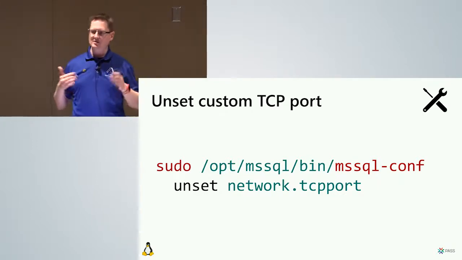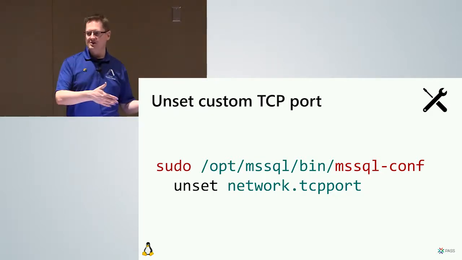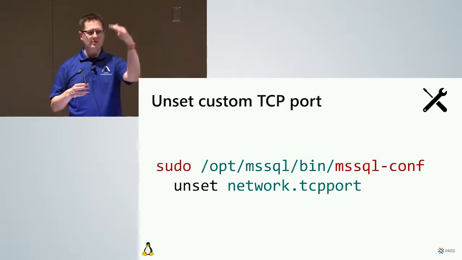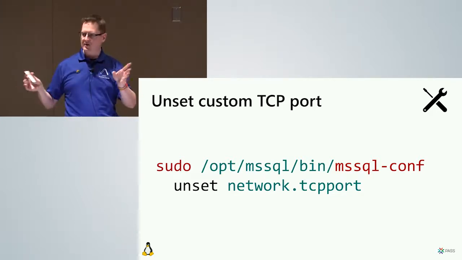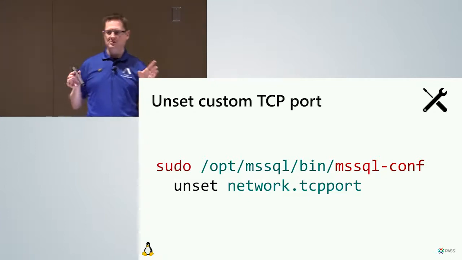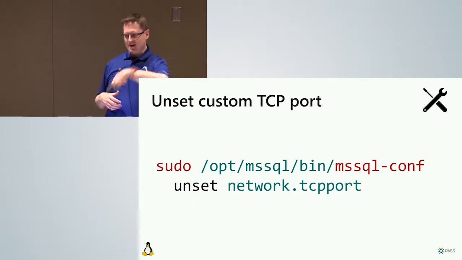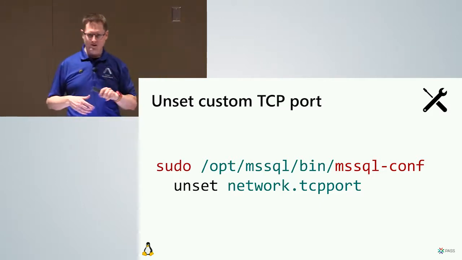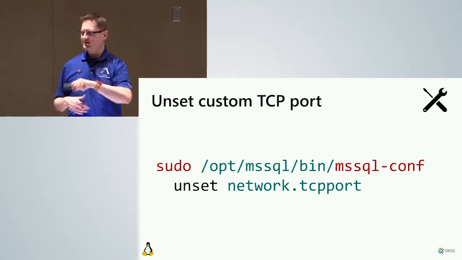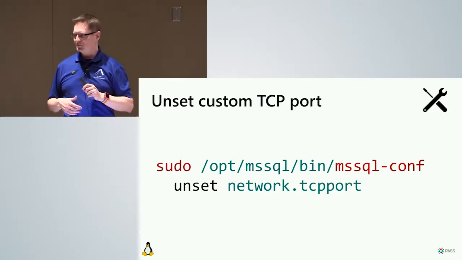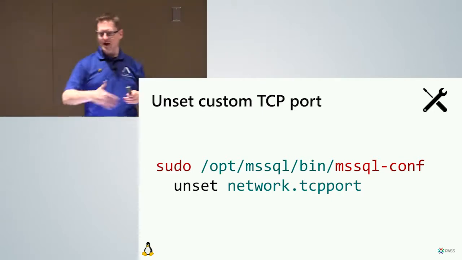If the only reason you're setting a port is for security reasons, that's not a good reason. If you're changing the port for management reasons, like you have them at certain ranges, that's fine. If you've got a port redirect from a firewall, that's also fine. But if you're just changing it because you don't want to have 1433 open, it's not a great reason. So that's why this example shows you how to unset a value. And here I'm unsetting the network TCP port so that it goes back to the default of 1433. So it's a little bit of a facetious comment there, but this is how to unset something.